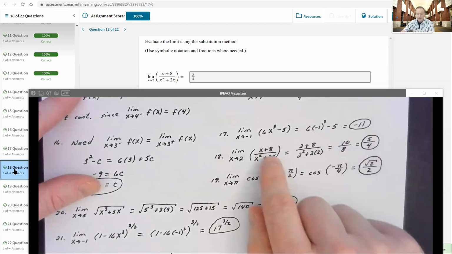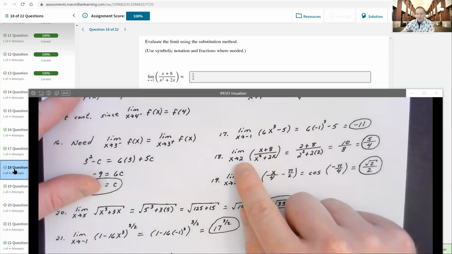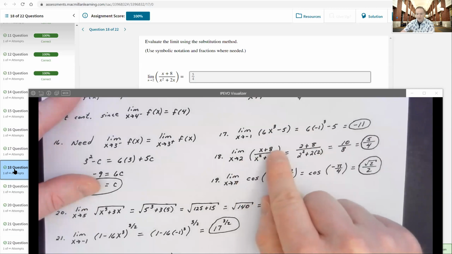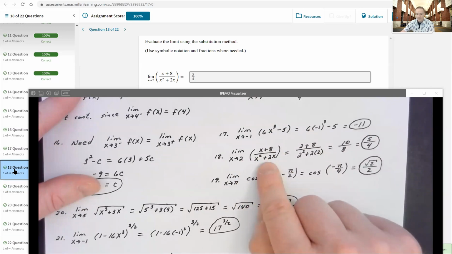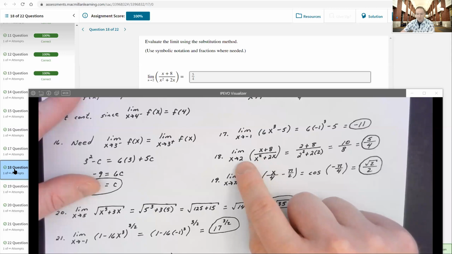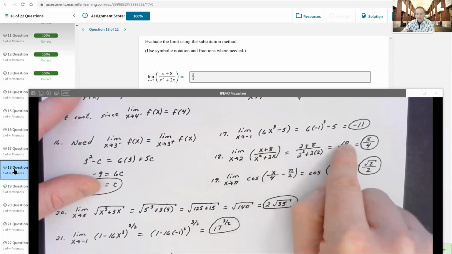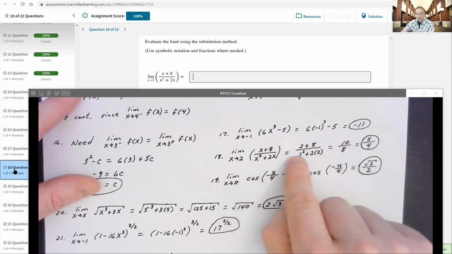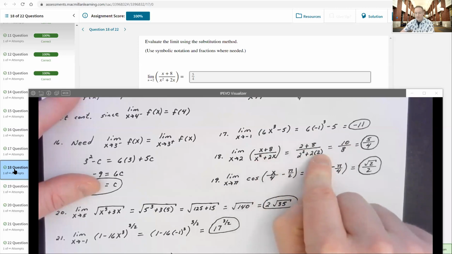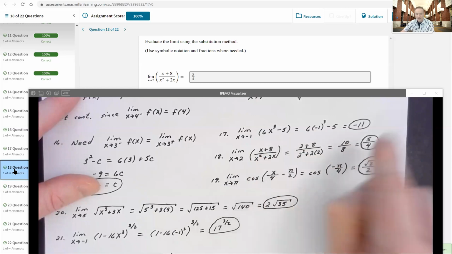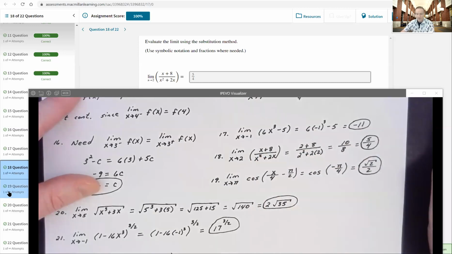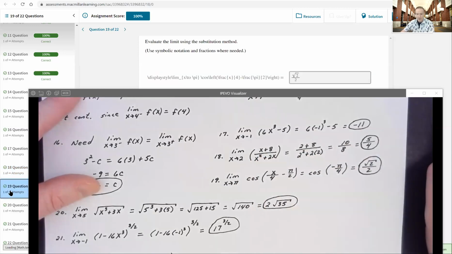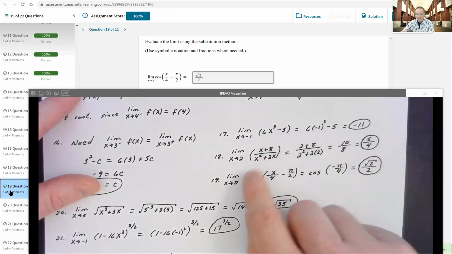Number 18, similar, gave me the limit as x approaches 2 of the rational function x plus 8 over x squared plus 2x. Can I just plug a 2 in? Sure. 2 plus 8 is going to give me a 10 in the numerator. 2 squared plus 2 times 2 is going to give me 4 plus 4 in the denominator. 10 over 8 reduces down to 5/4. You're thinking, these problems are not fun. They're really not. I don't like these.